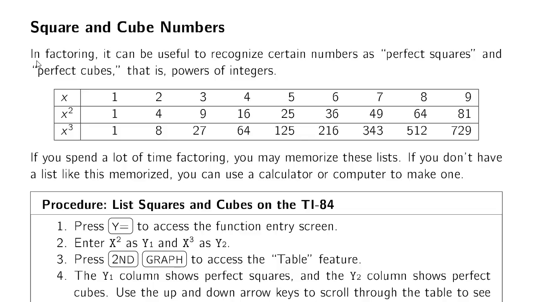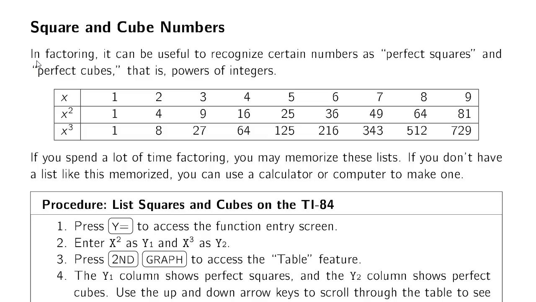For the next thing we're going to do, it's going to be useful to have access to a list of certain nice numbers. A list of perfect squares, that is the result of taking an integer to the second power, and a list of perfect cubes, that is the result of taking an integer to the third power. As we spend a lot of time factoring, we're going to find that we memorize some of these lists, but if you don't have a list like this memorized, you can write out a list like this, or you can use a computer or a calculator to make one.